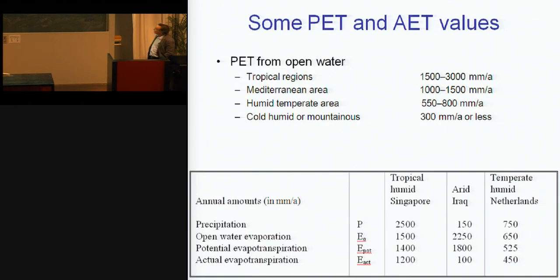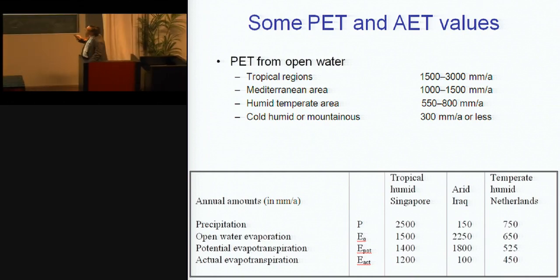So let's look at some values of the potential ET for open water. Tropical regions we have 1.5 to 3 meters. Potential ET could even be more, but this is kind of a high value already. Mediterranean.